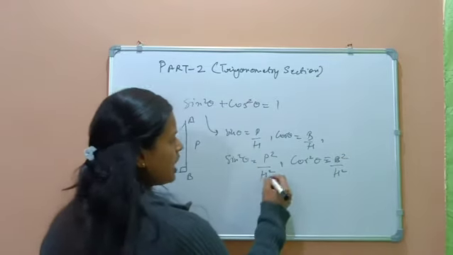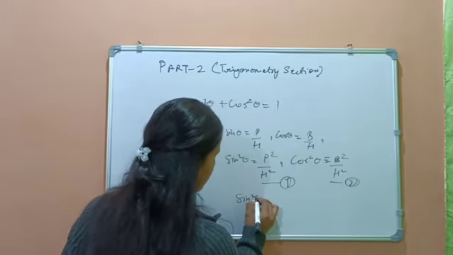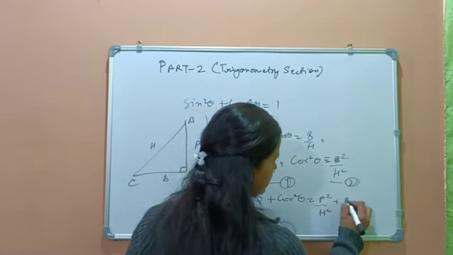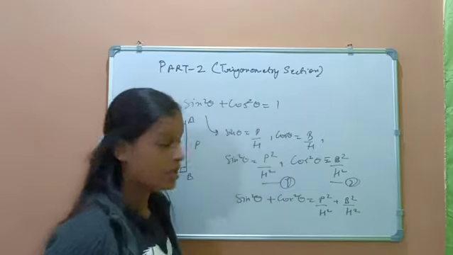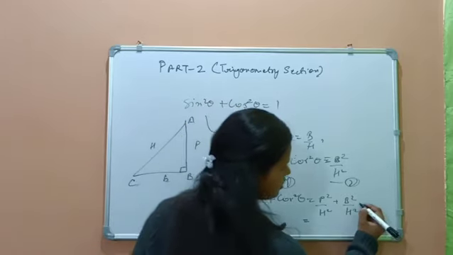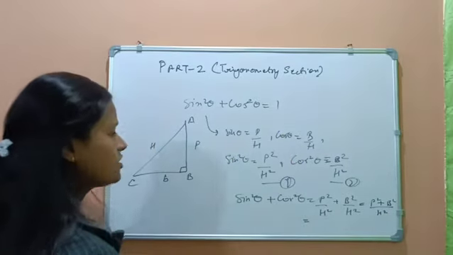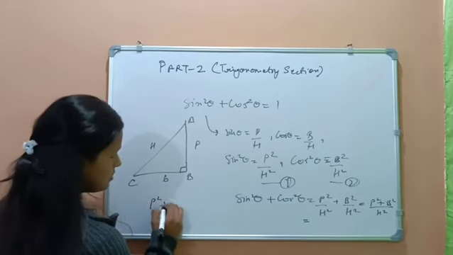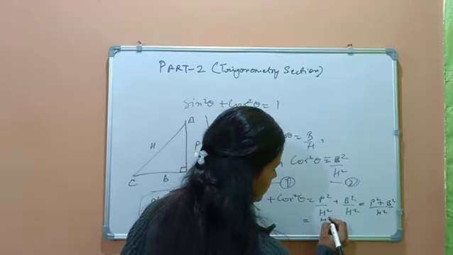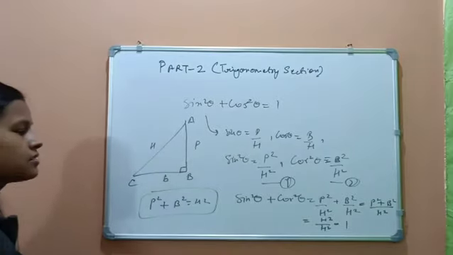So obviously when I add these two equations, 1 and 2, we have sine square theta plus cos square theta is nothing but perpendicular square upon h square plus base square upon hypotenuse square. Clear? Here is also h square, here is also h square. So can I write perpendicular square plus base square upon h square? Now see, from Pythagoras theorem we have perpendicular square plus base square equal to hypotenuse square. So this is nothing but h square by h square. So I'll get the result as 1. So sine square theta plus cos square theta is 1.